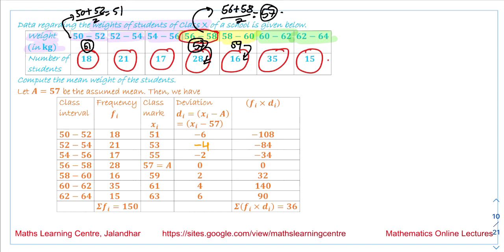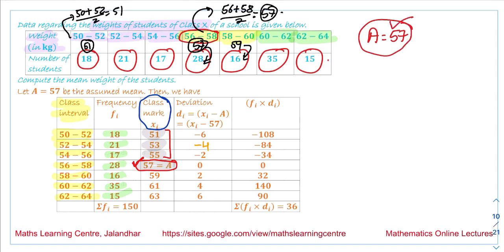So the first step we are going to do over here, these are the class intervals that are given to us. Then these frequencies are already given to us. The next step is to calculate the class marks xi by using the formula lower limit plus upper limit by 2. Now the mid value over here is 57. Mid value means three terms are above it and three are below it. So we have assumed that the mean is 57. This a is equal to 57 means we are assuming that the mean is 57.